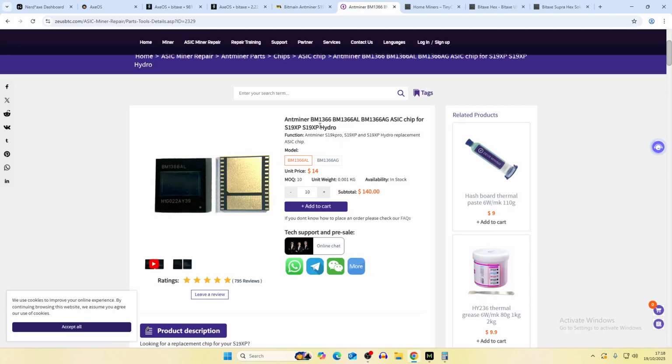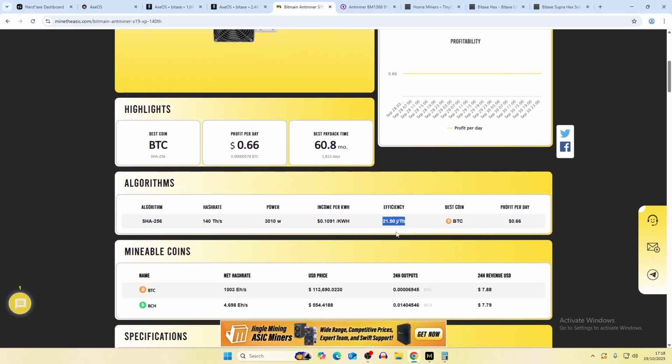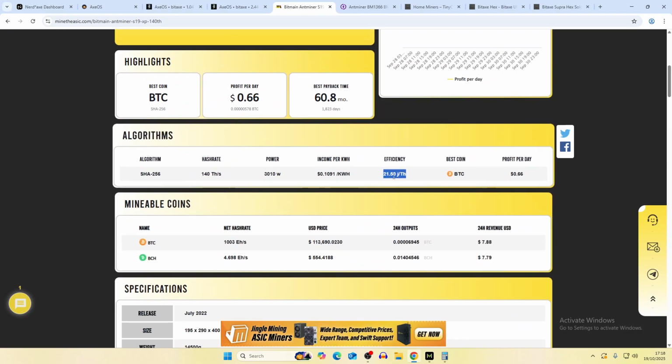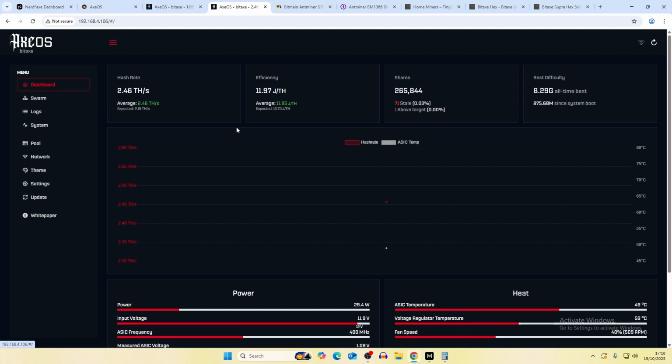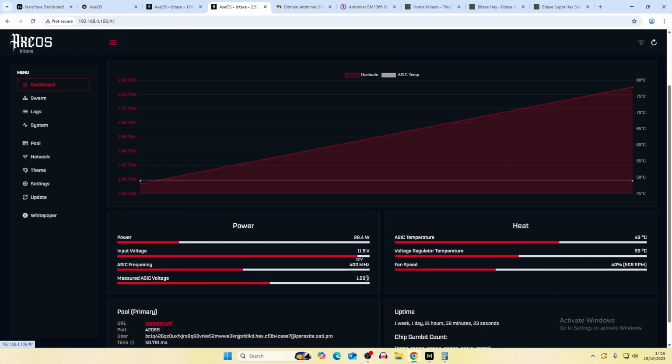So these chips come from an S19XP or S19XP Hydro or S19K Pro, whichever one it comes from. There are two different types. And the efficiency officially is listed at 21.5 joules per terahash, which is really, I mean, you're saving around 9 or 8 joules per terahash when you're in this super underclocked mode that we see using these underclocks right here.